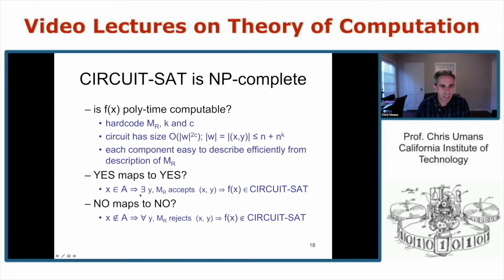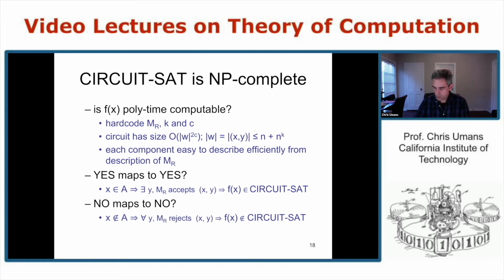Okay, and then does yes map to yes? If we have a string in the language A, then we know there exists a Y such that M sub R accepts XY. That means the circuit that we produce is a member of circuit SAT, because there exists a setting of the variables of the circuit, Y, that causes it to output 1. Does no map to no? If X is not a member of A, then for all Y, M sub R rejects, which means there is no satisfying assignment to the circuit we've produced. There's no way to set the variables that correspond to Y so that the circuit will output 1.